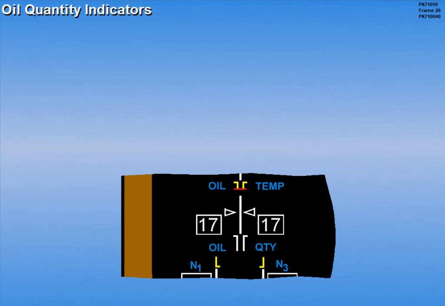Located below the oil temperature indicators are the oil quantity indicators. The quantity indicators sense oil quantity at the tank. The minimum oil for dispatch is 16 quarts. When the pointer decreases into the white band at the lower end of the vertical line, the oil quantity is low. Indicated oil quantity will increase or decrease with power changes. It's not unusual for an engine to gulp up to 10 quarts.